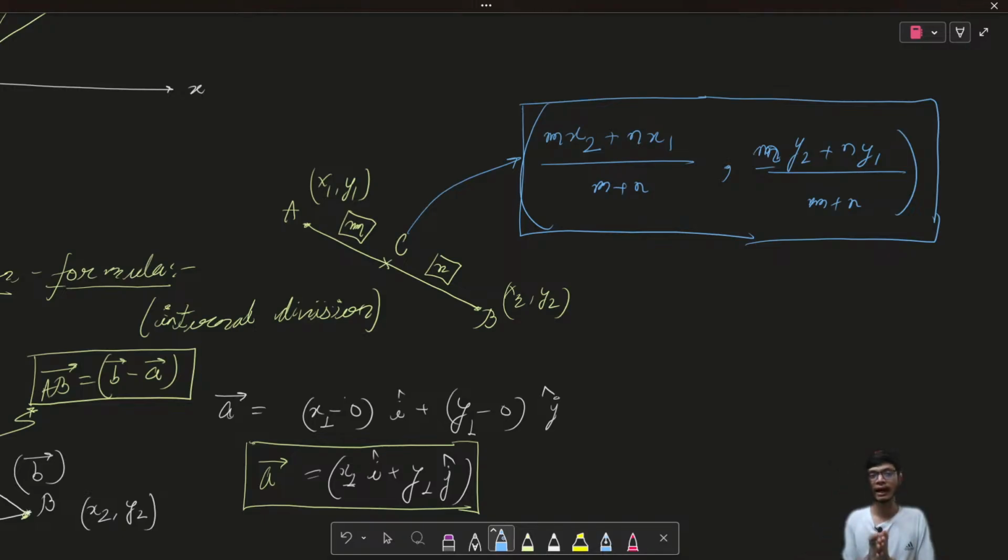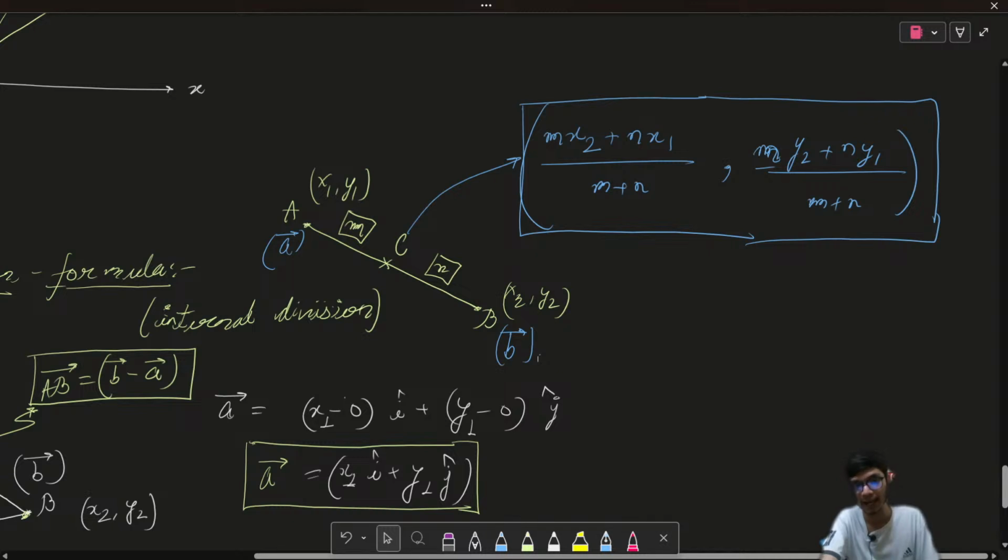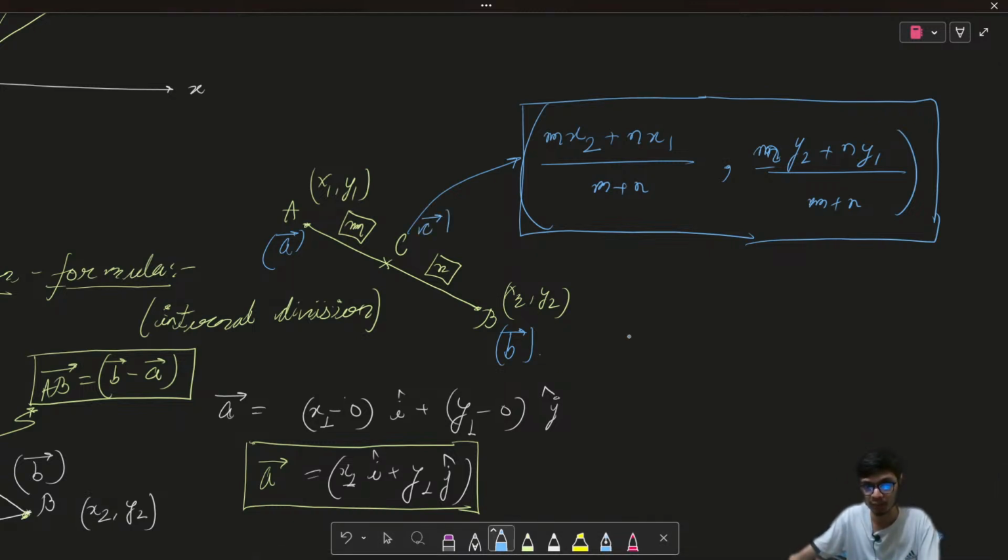Now instead, let us say I don't have the coordinates of A and B, but I have directly been given the position vector of point A and the position vector of point B as A vector and B vector respectively. Now, does this particular formula also apply to the case of position vectors? That is what we are trying to explore over here. So yes, it definitely applies over here. And in this case, I can find the position vector of point C as small c.